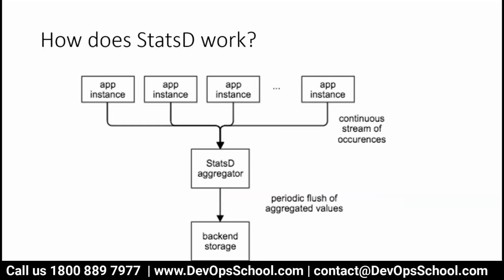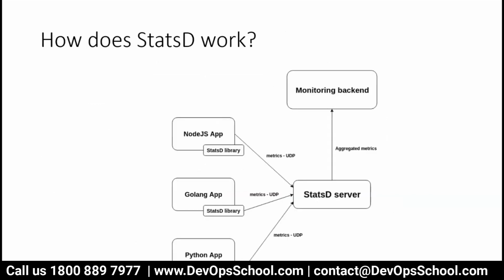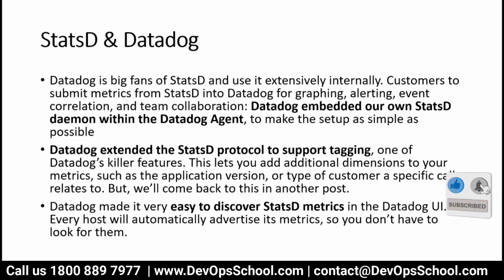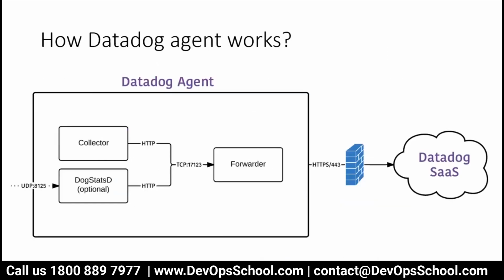StatsD aggregator will flush it to the backend, which can be Datadog. Here you see different types of application, sending different kinds of metrics from different languages at a UDP port to the StatsD server, and then from the StatsD server to the monitoring backend, and the monitoring backend can be Datadog here. So now the next question is, you will ask, okay, you are talking about StatsD, but we were discussing DogStatsD. So what is the difference between StatsD and DogStatsD?